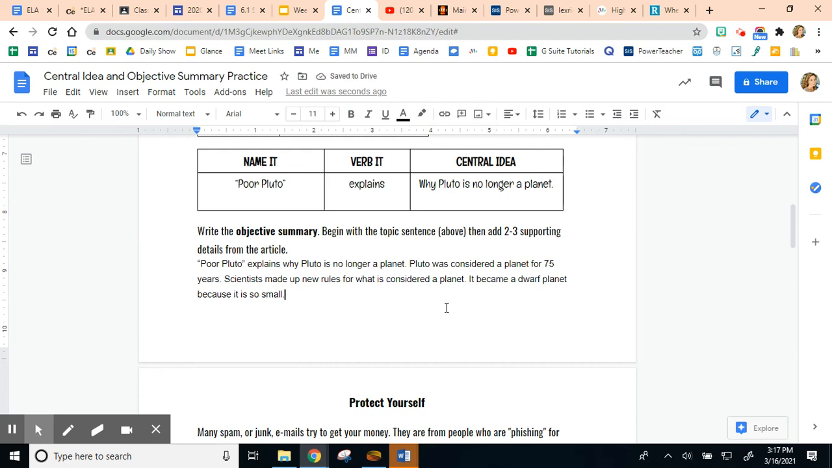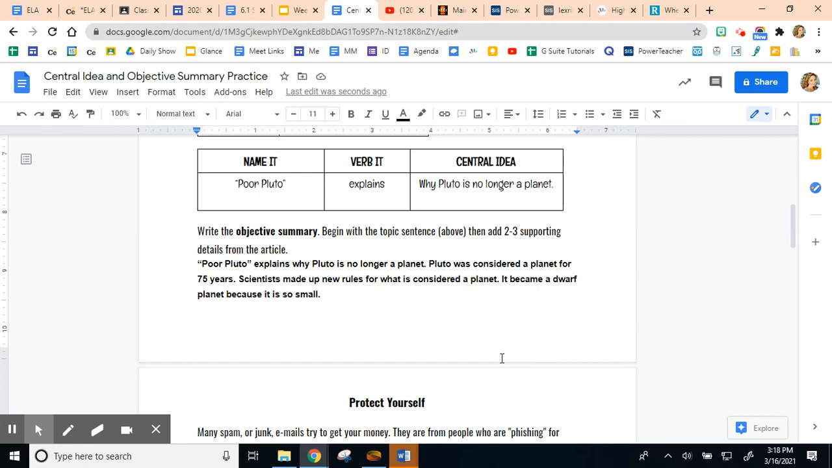There. Now let's take a look, and I'm going to bold this so you can see it a little bit better so that you can write it on your paper. "Poor Pluto" explains why Pluto is no longer a planet. Topic sentence. Here come the details. Pluto was considered a planet for 75 years. Scientists made up new rules for what is considered a planet. It became a dwarf planet because it is so small. And that's a good objective summary of this little article. I didn't put any opinions in. I've got a topic sentence. I've included the central idea and 3 supporting details.